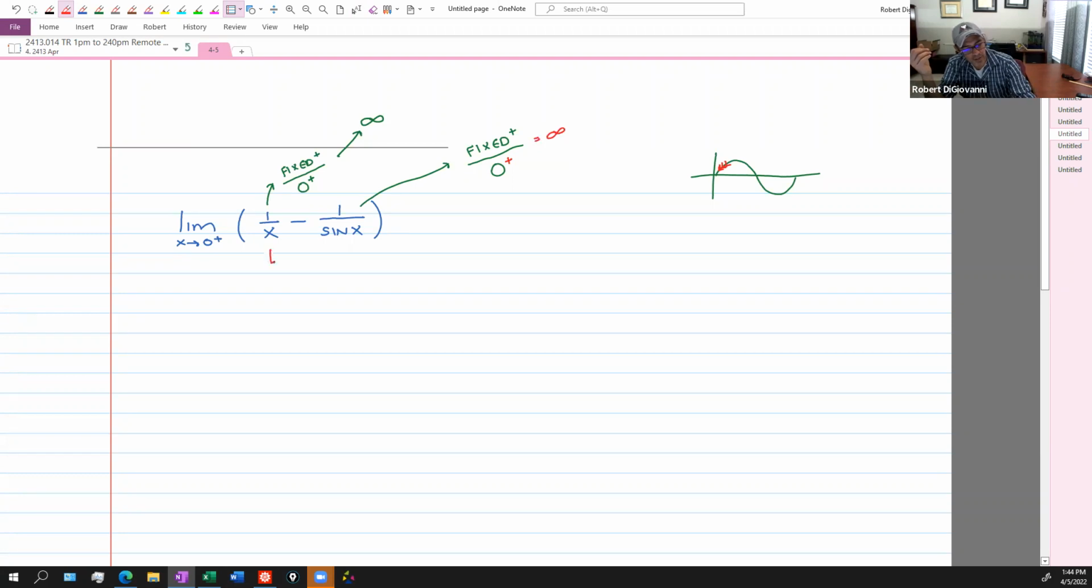So this is turning into infinity minus infinity. And infinity minus infinity is an indeterminate form. I have a huge number minus a huge number. I don't know who wins. Which one's bigger? Don't know. So I have to determine this. This is an indeterminate form.